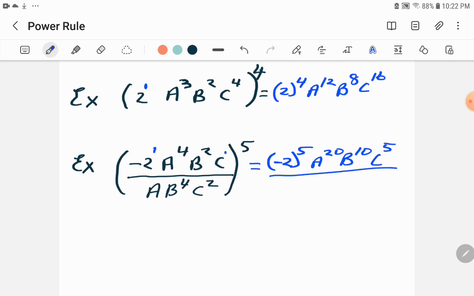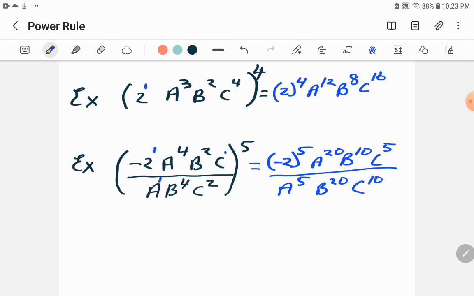All over. In our denominator, we are raising that to the 5th power again. So this is an invisible 1, so 1 times 5 becomes 5. Now 5 times 4 gives us 20, so b to the 20th power. And then c to the 10th power, since 5 times 2 is 10.